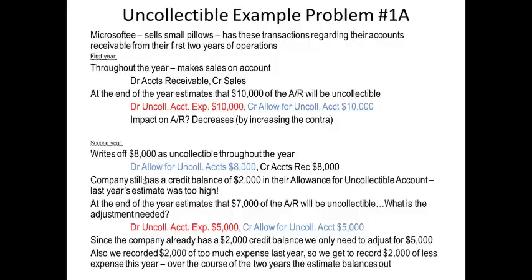Also, last year we recorded $2,000 of too much expense. Again, we estimated $10,000, but then only wrote off $8,000. So our expense was too high last year. So this year, we get to record $2,000 of less expense. Over the course of the 2 years, the estimate balances out. And that is perfectly acceptable according to the SEC and GAAP.